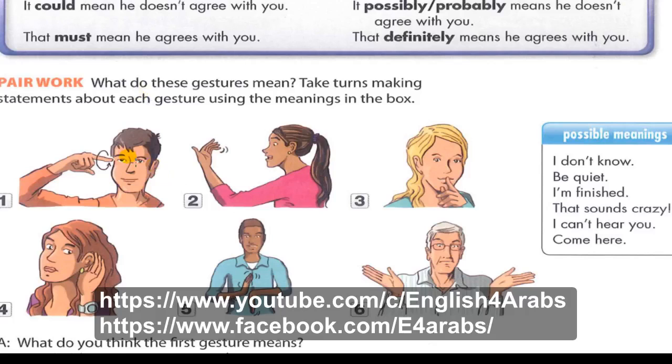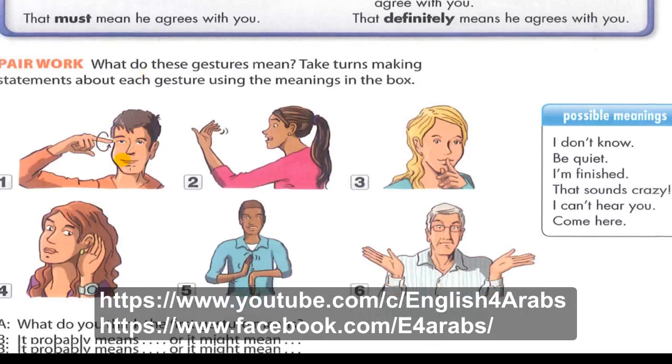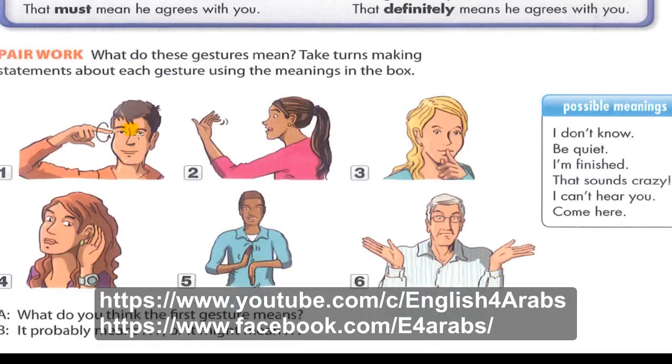One. That sounds crazy. It possibly means that sounds crazy. It probably means that sounds crazy. Two. What do you think the second gesture means? That must mean come here. That definitely means come here.